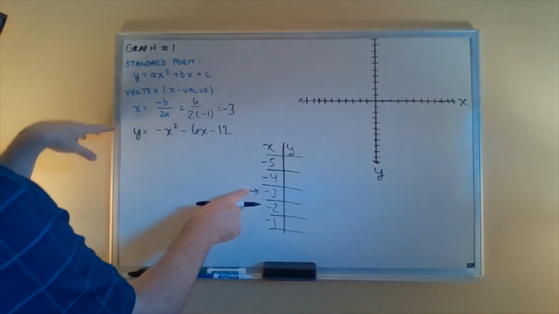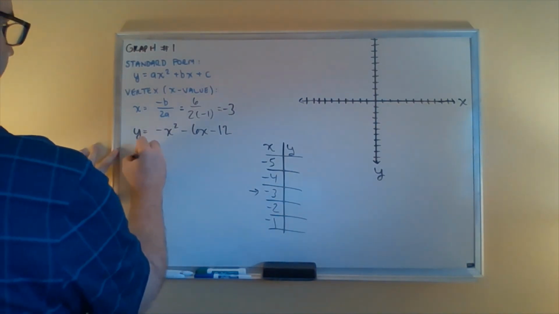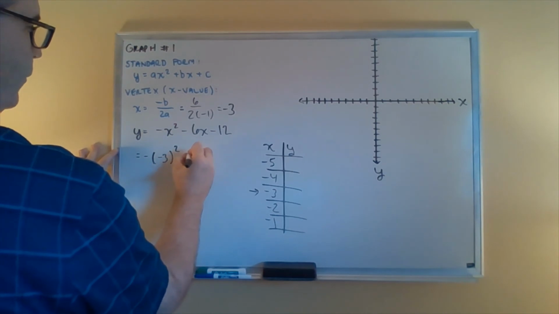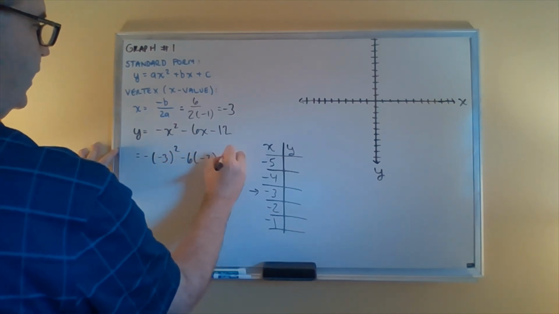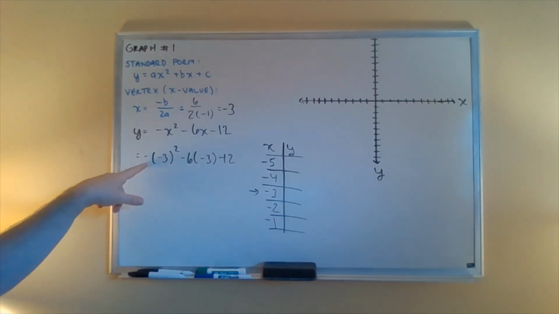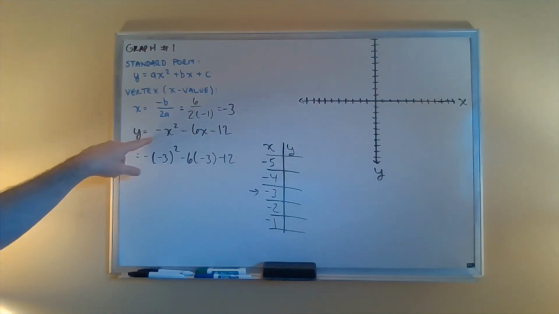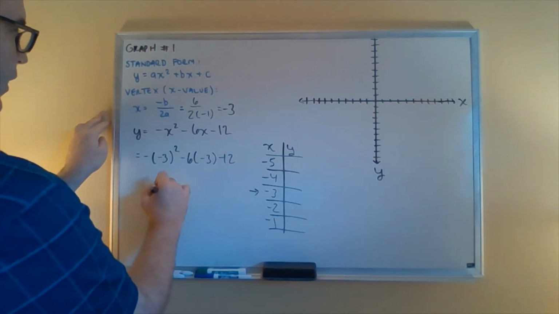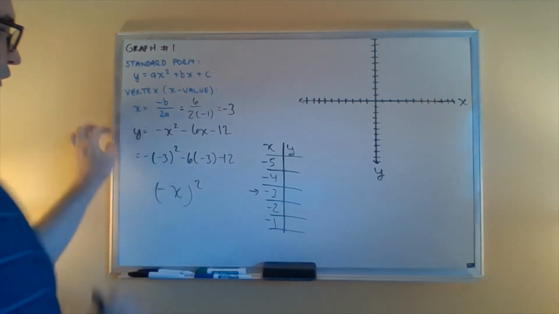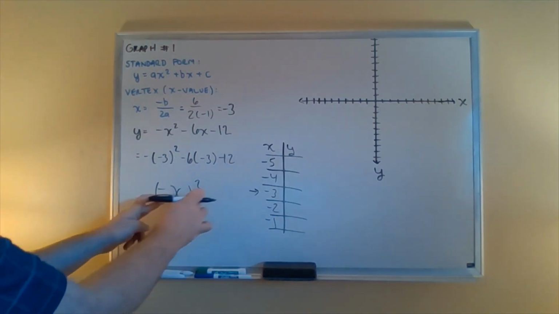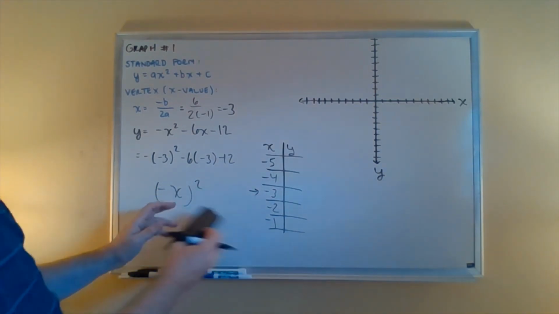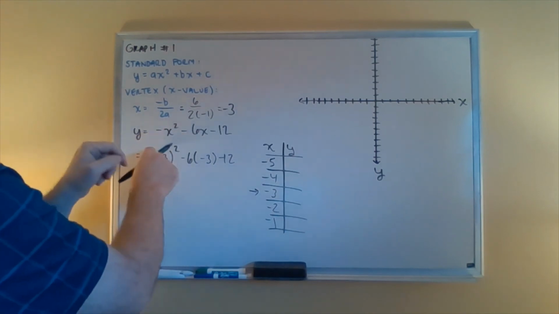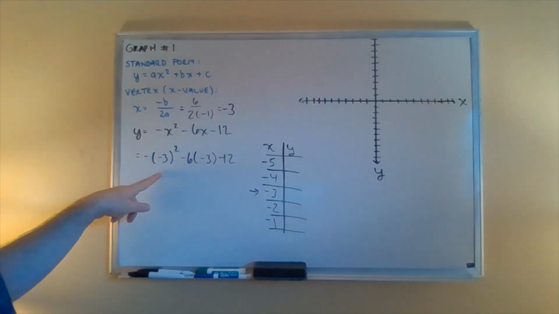So now, first we're going to plug in negative 3. So we'll have the opposite of negative 3 squared minus 6 times negative 3 minus 12. Now notice I kept that negative sign outside of the parentheses. If this had been written with the negative inside the parentheses, then the exponent would apply to the negative sign as well. But it is not. So the exponent only applies to what's directly to its left. So it's going to apply directly to the negative 3.